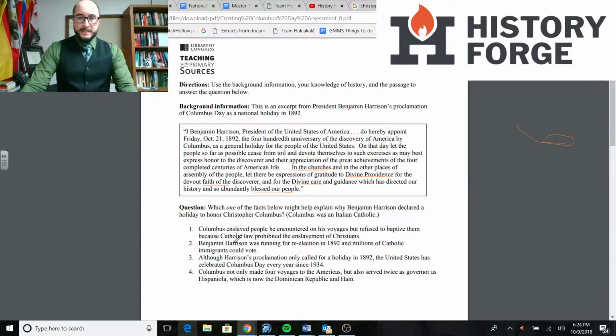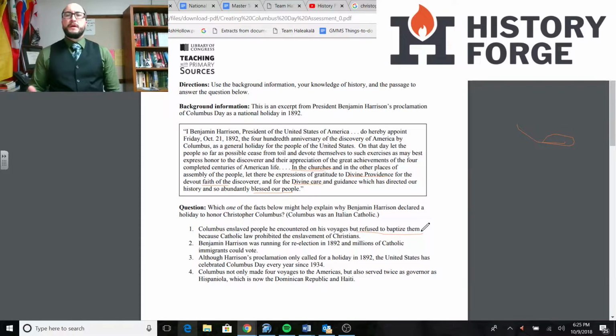Number 1, Columbus enslaved people he encountered on his voyages, but refused to baptize them because Catholic law prohibited the enslavement of Christians. Okay, so this one seems bad according to Christianity. So he says he's refusing to baptize people. So we have to ask ourselves, why would Benjamin Harrison want that fact to connect to celebrating Columbus Day? That doesn't make a whole lot of sense. That almost seems like it's bad against Christians. And remember, America's very Christian at this point. So that fact doesn't seem to make a lot of sense. If you really think about it, why would they do that? So let's go ahead and jump to number 2.